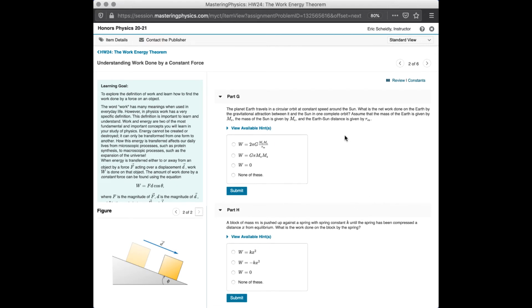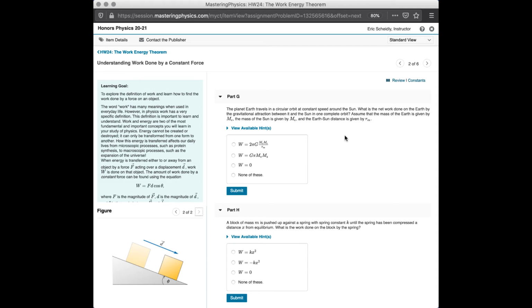The planet Earth travels in a circular orbit at a constant speed around the sun. What is the net work done on the Earth by the gravitational attraction between it and the sun in one complete orbit? There are equations as the answers. It doesn't matter because the work done is 0.